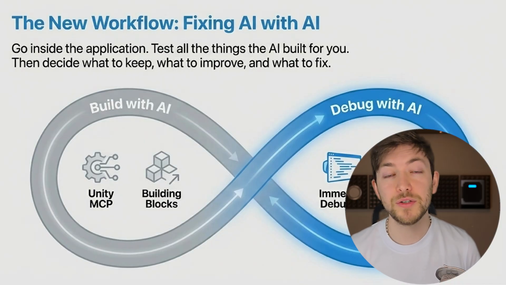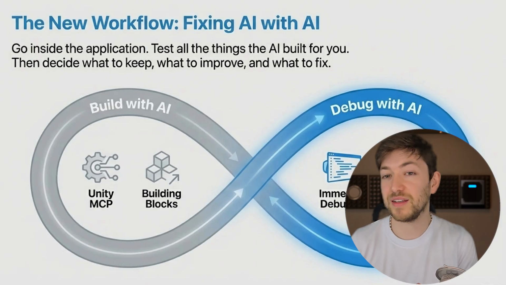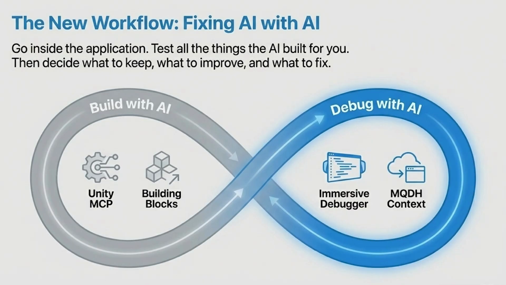So after you use these tools to create an experience, you can use the Immersive Debugger to actually go inside them and test them, to understand what things are going well and what things need to be solved, which in reality is going to happen a lot because you're using AI. And it is funny because you're using AI to fix AI, and that's how the cycle works. And once you notice that you're using AI to fix what AI did, that's how the workflow is formed. So you can go inside your application, test all of the things that AI has made for you, and then decide what you want to keep, what you need to improve, and what you need to fix. As I said, AI helps you get external context.